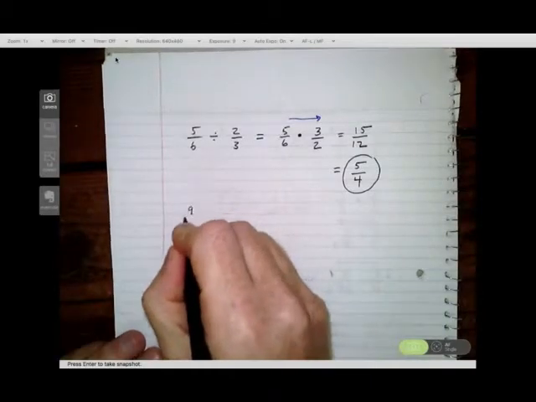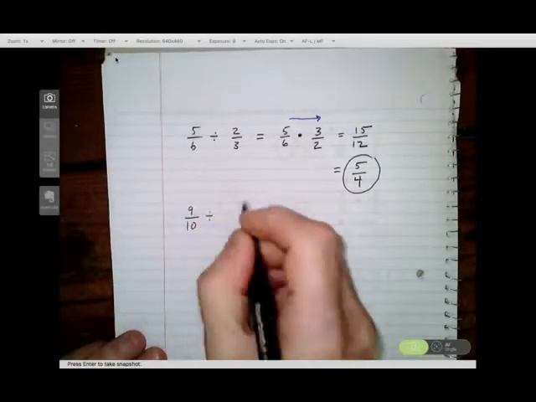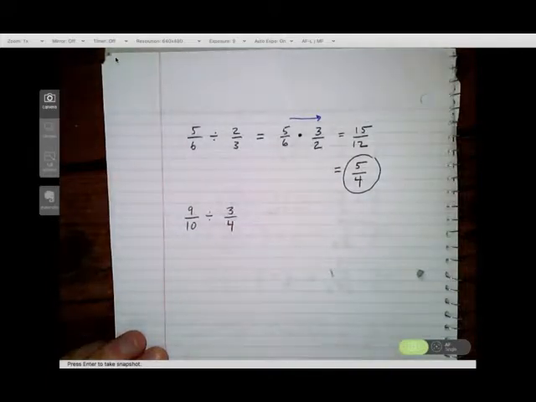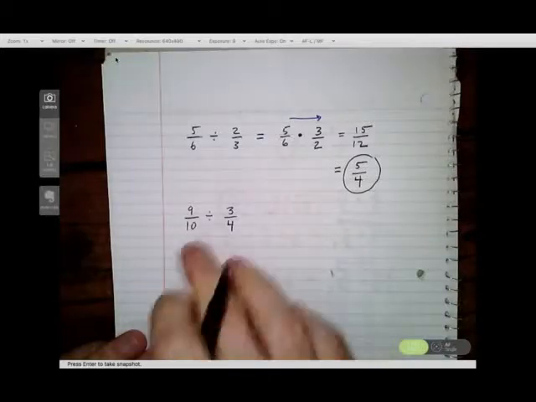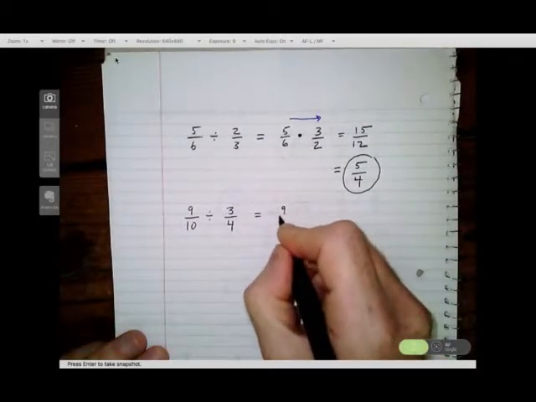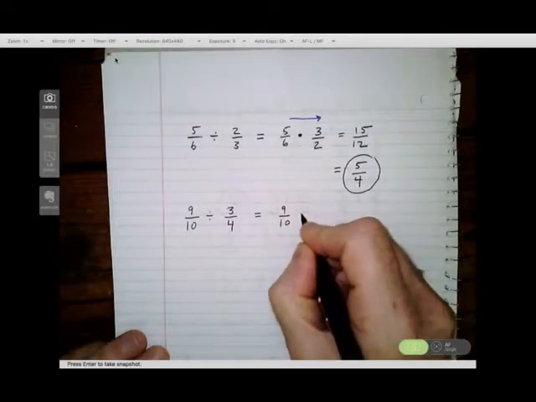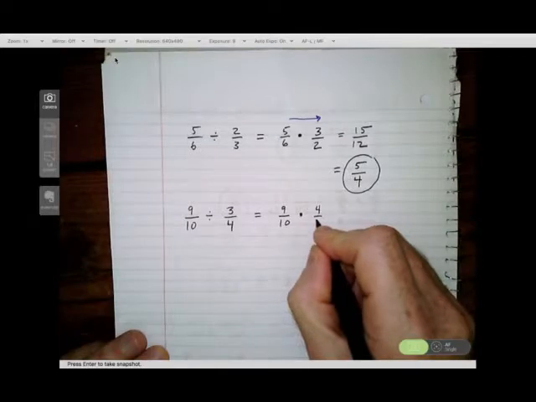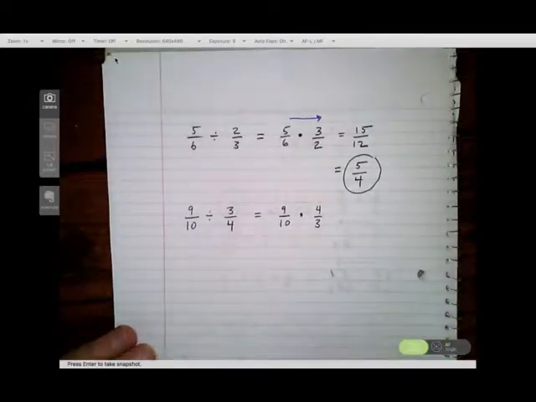So I've got 9/10 divided by 3/4. Okay, so again, division becomes multiplication by the reciprocal. First fraction we leave alone. Division becomes multiply. Second fraction flips over. So this becomes 4/3. Now this one I am actually going to do some cross canceling, and I'll show you how that works.